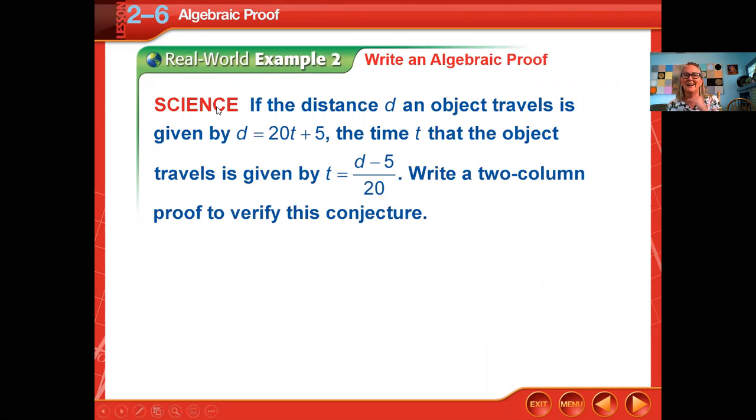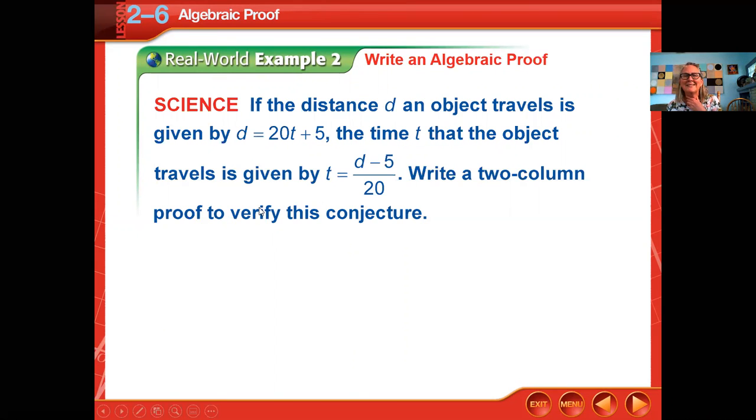Science. Okay, so what they're going to do here, it says if the distance an object travels is given by this equation, the time t that the object travels is given by t equals d minus 5 over 20. Write a 2-column proof to verify this conjecture.